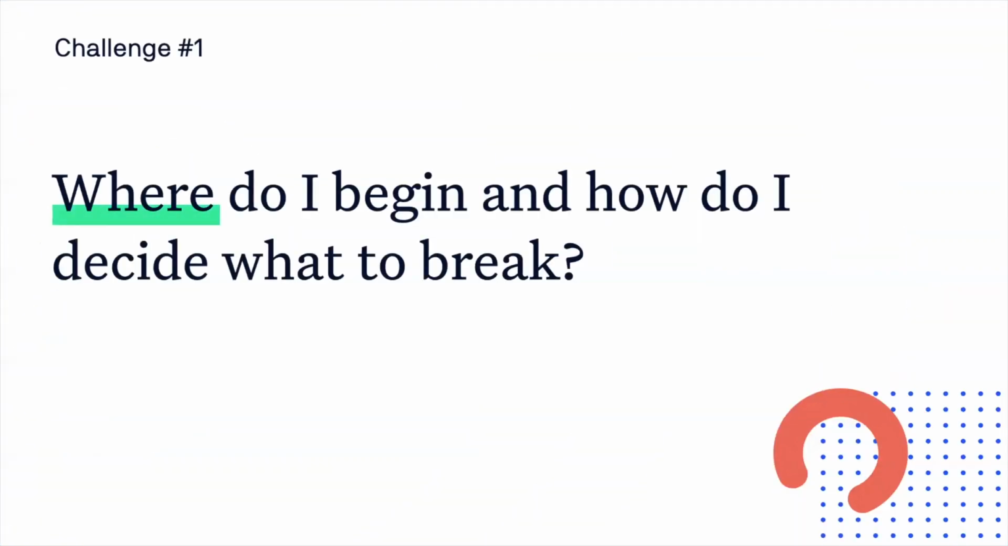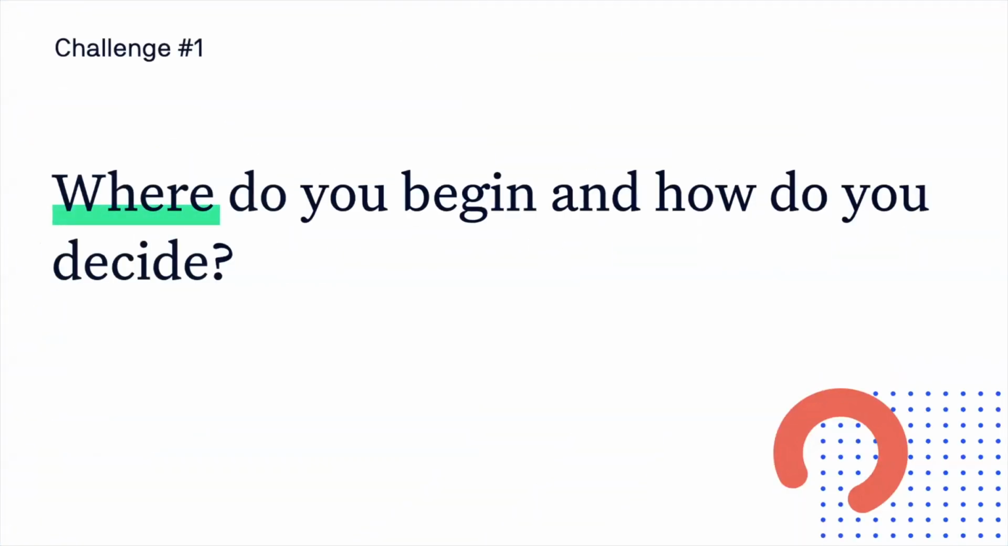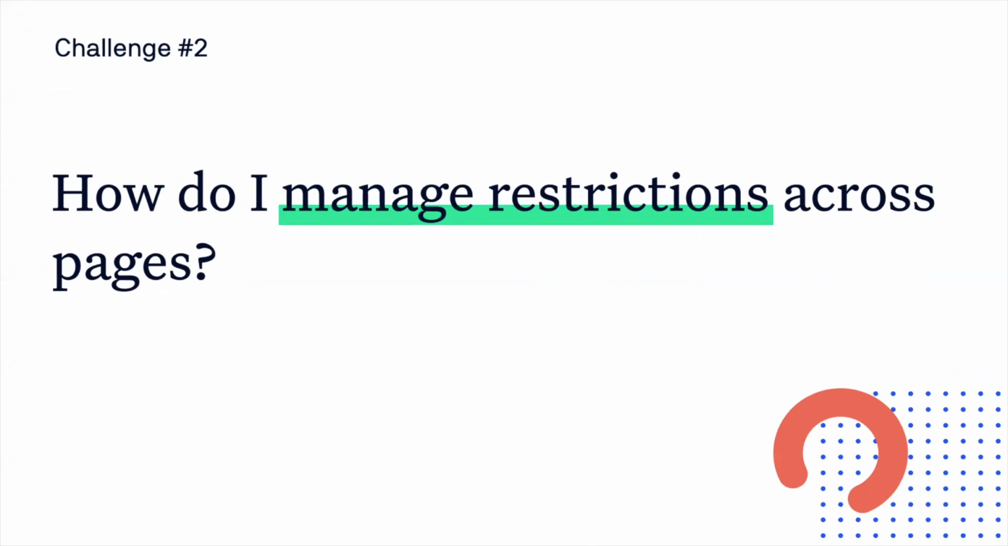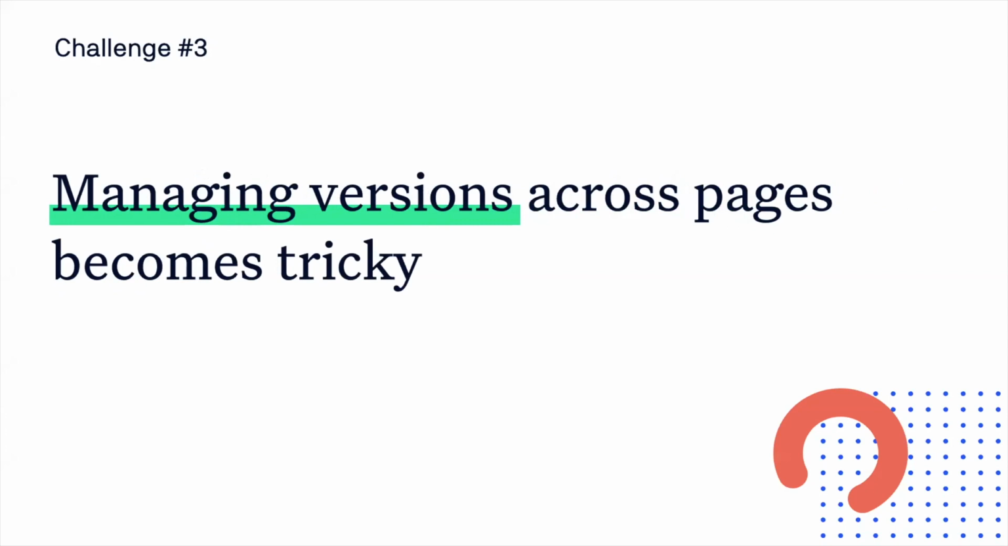Now, all of that sounds really great, but breaking up pages can be harder than it sounds. If you are used to putting everything on single pages, the idea of splitting them up can be overwhelming and raise several questions and doubts, like, where do I even start? How do I decide what pages to break up, and what criteria should I use when breaking them up? How do I manage restrictions across the page tree? Do I hire an intern and make them update the restrictions on individual pages? Probably not. How do I manage versions?